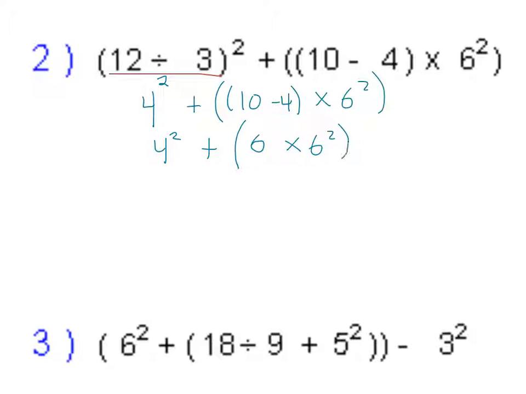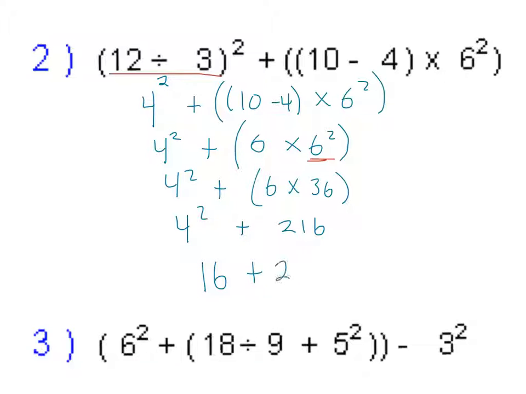Times 6 squared. Okay, so we still have parentheses. Within the parentheses, I see an exponent, so I need to do that first. 6 squared is 36. Go ahead and bring everything down. We still have parentheses, so 6 times 36 is 216. Now we have a number, so our parentheses go away. 4 squared, now we can do that, which is 16 plus 216. And so our final answer is 232.